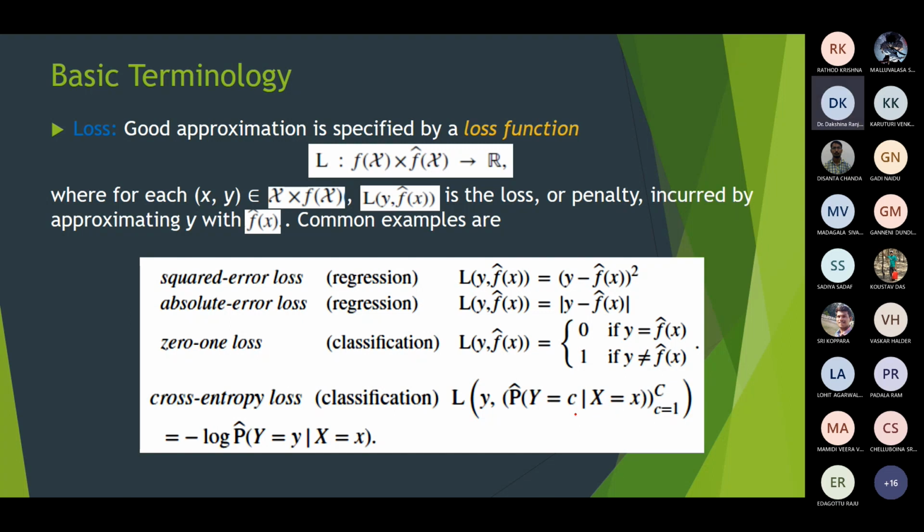So here you can see that small c varies from 1 to capital C. The capital C is the total number of classes, and small c is used as the index for the classes. Here capital X is the feature space and small x is the feature point in the feature vector. So capital X is the feature vector in the feature space and small x is any feature in the feature vector X.